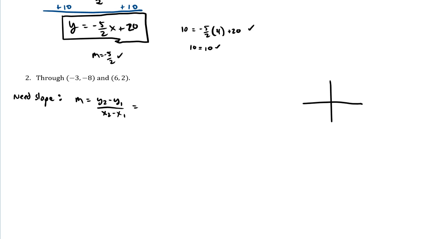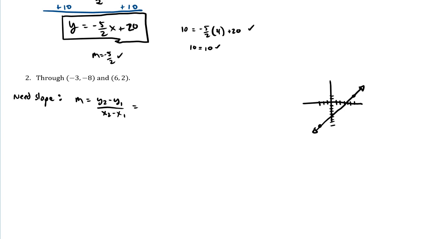Let's put it over here where we do a very, very quick sketch. So -3, so 1, 2, 3 to the left, and then down 8. 1, 2, 3, 4, 5, 6, 7, 8. And then 6 and 2. 1, 2, 3, 4, 5, 6. And then up to 1, 2. Right there. Okay, so we can see that it is a positive slope.